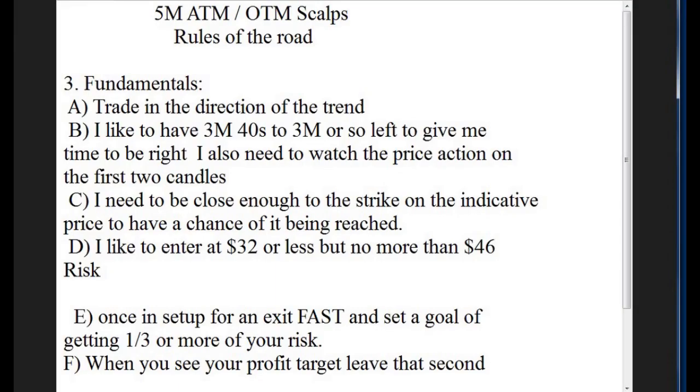Okay, 3, this is our meat and potatoes. Fundamentals. Trade in the direction of the trend. I want to believe that ultimately the market on a larger scale is moving in the direction of the trend, not trying to trade counter trend.